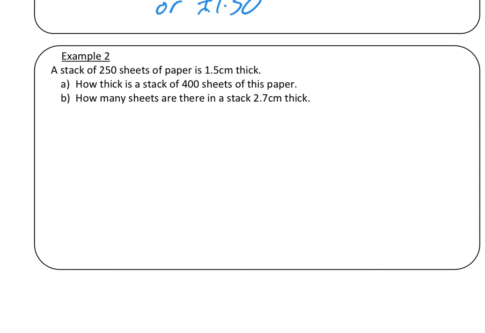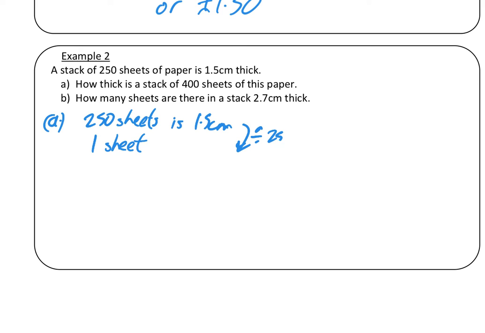It says a stack of 250 sheets of paper is 1.5 centimeters thick. How thick is a stack of 400 sheets of this paper? So I'm going to do this a couple of ways. For part A, I'm just going to do the same way as I did the last one. I'm going to say 250 sheets is 1.5 centimeters thick. So what we would do is go down and find out what 1 sheet would be. You're going to divide by 250.